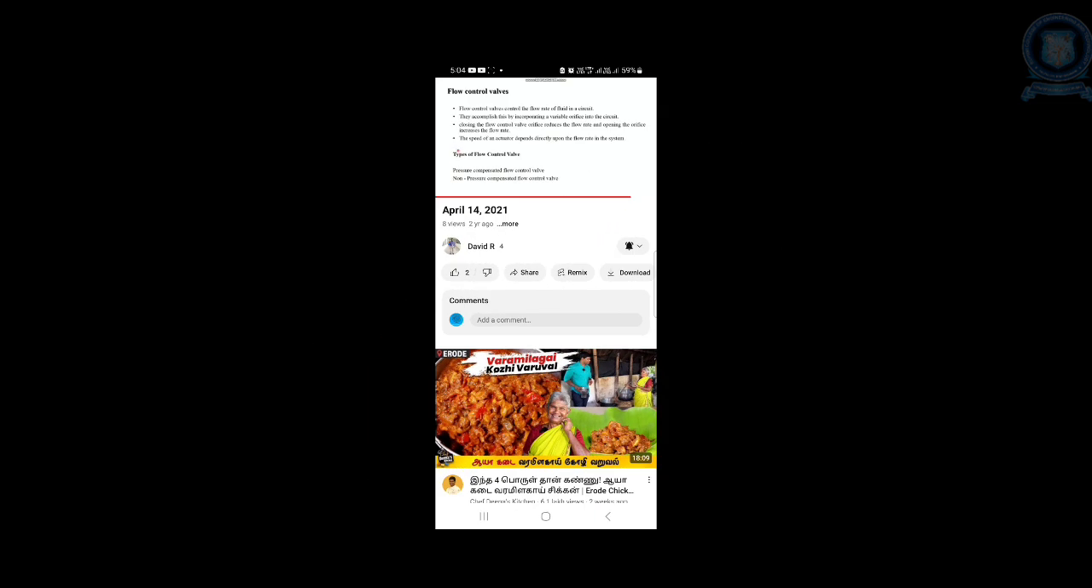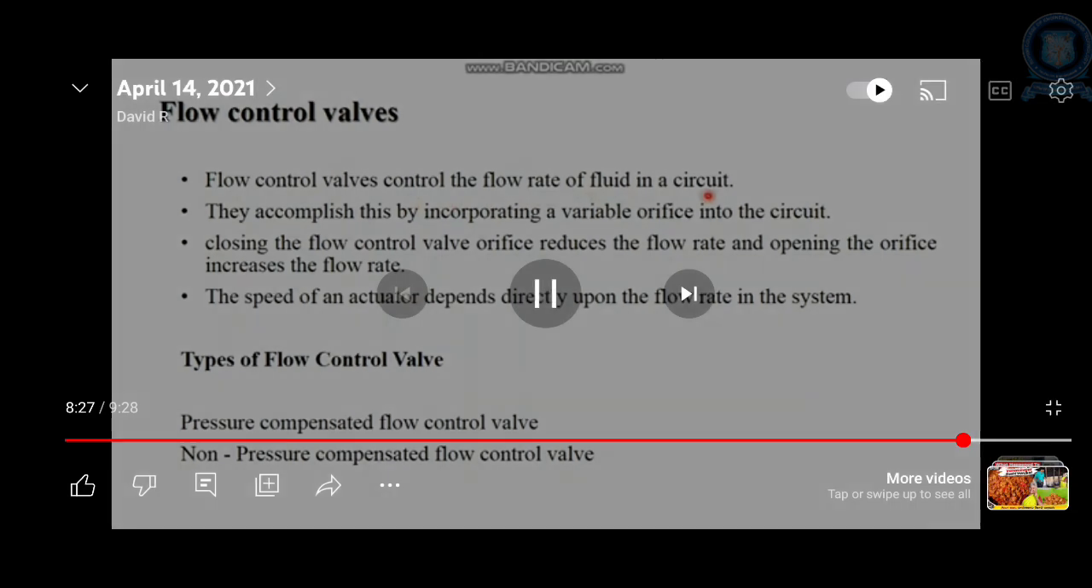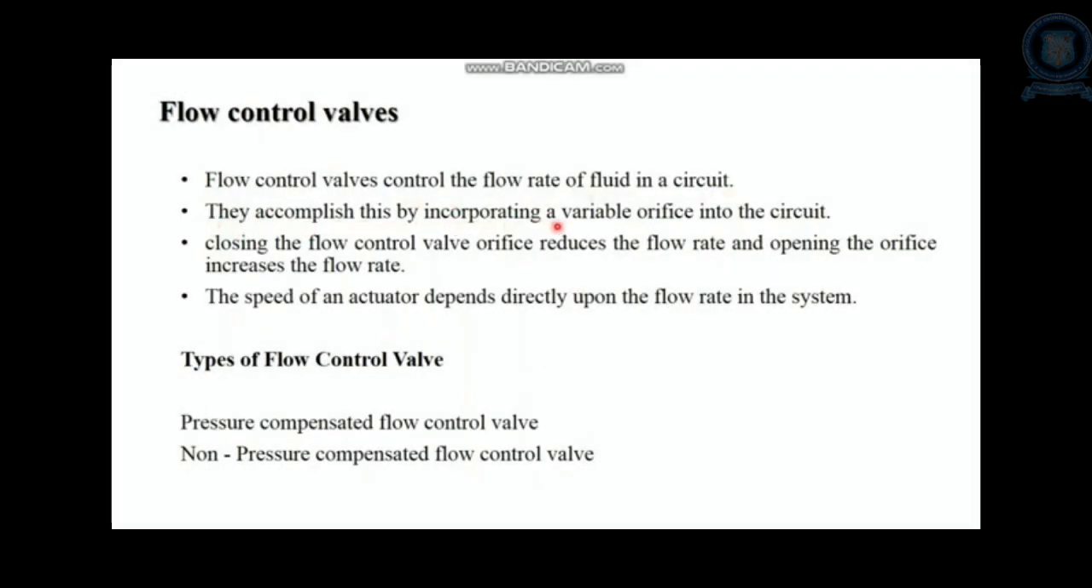The last one is the flow control valve. The flow control valves control the flow rate of a fluid in a circuit. They accomplish this by incorporating a variable orifice into the circuit. Closing or opening the flow control valve reduces or increases the flow rate. The speed of the actuator depends upon the flow rate into the system. So we can control the speed by means of the flow control valves.